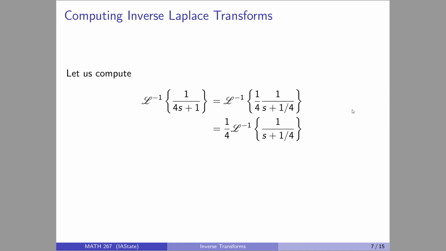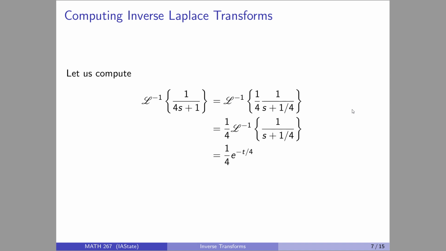Well, I know the Laplace transform of e to the negative t over 4. The Laplace transform of that would be 1 over s minus negative 1/4. And thus, I have computed this inverse Laplace. Okay, so note a couple of things that went down here, right?